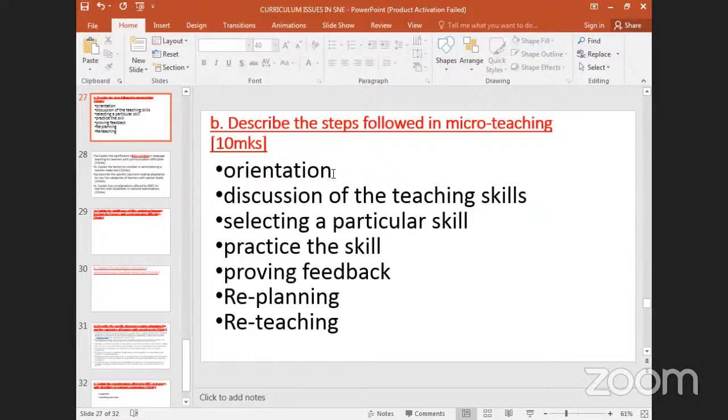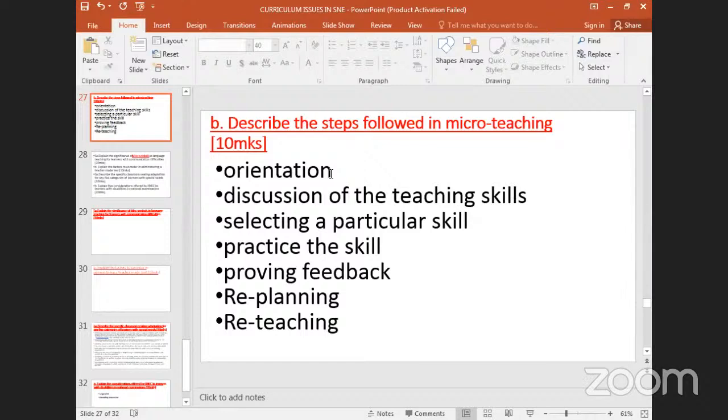Okay, now when we talk about orientation in this case, it is the action that is taken towards someone or something in specified areas. You're trying to let the person know that this is what I am going to do.